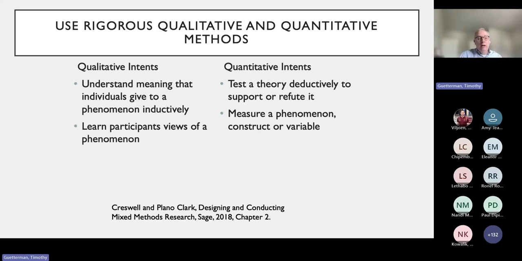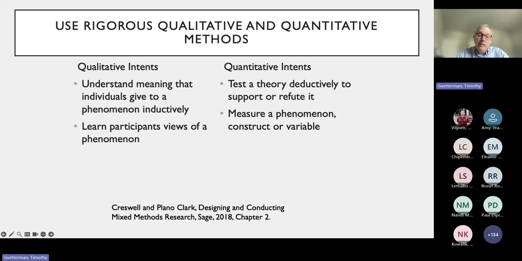So I think part of maintaining rigor is really respecting the intent of qualitative and quantitative research and respecting that they are different essentially. So qualitatively, we might be looking at meaning that individuals give to a phenomenon. What was it like to experience something? What was it like to return to school? What was it like to learn you have this diagnosis? What was it like to participate in this intervention, for instance? It could be really wanting to learn participants' views of what that is, really focusing on that.